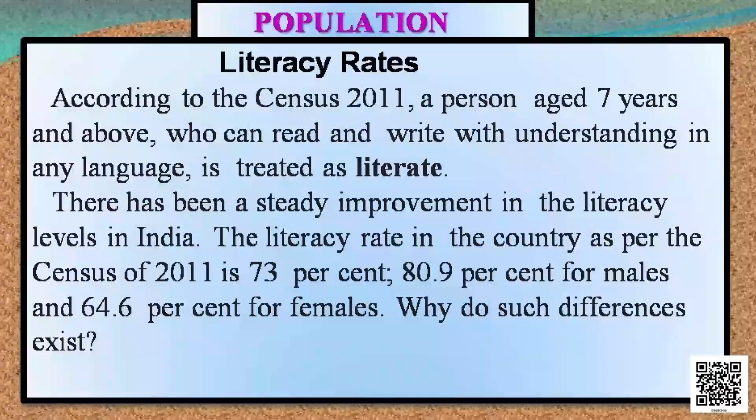According to census 2011, a person aged 7 years and above who can read and write with understanding in any of the languages is called a literate. There has been a steady improvement in the literacy levels in India. The literacy rate in the country as per the census of 2011 is 73%, whereas it is 80.9% for males and 64.6% for females.